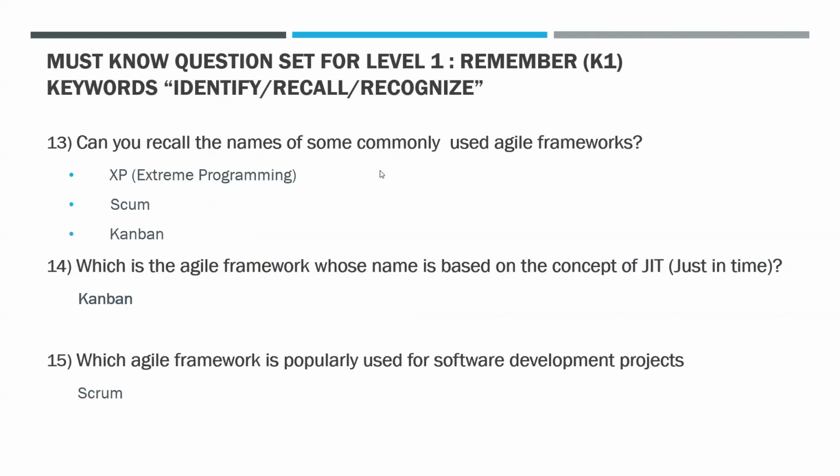Now, here are some short questions. Can you recall the names of some commonly used Agile frameworks? Well, they are XP, that is Extreme Programming, Scrum, and Kanban. Which is the Agile framework whose name is based on the concept of JIT, that is just in time? That's Kanban. Which Agile framework is popularly used for software development projects?